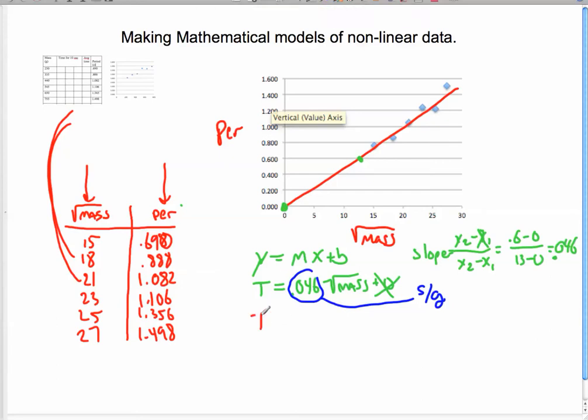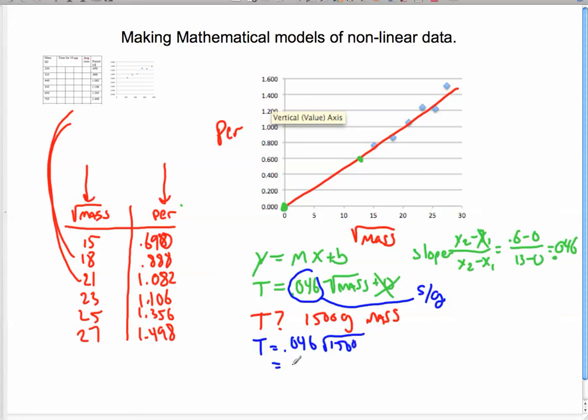So let's figure out the period. What is the period for a 1,500 gram mass? All right, so let's write down our mathematical model. T equals 0.046 times the square root of, and now let's put the mass in, 1,500.